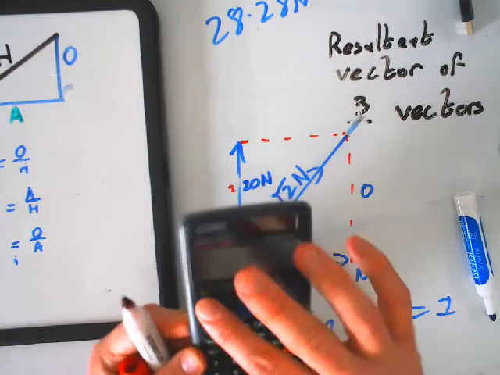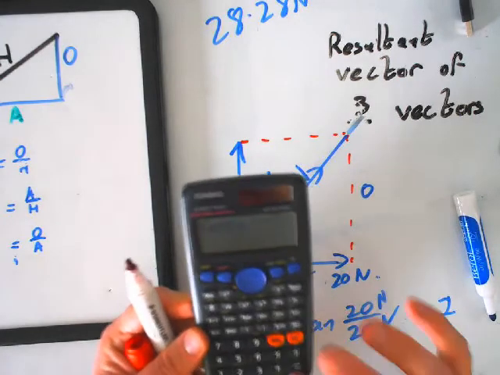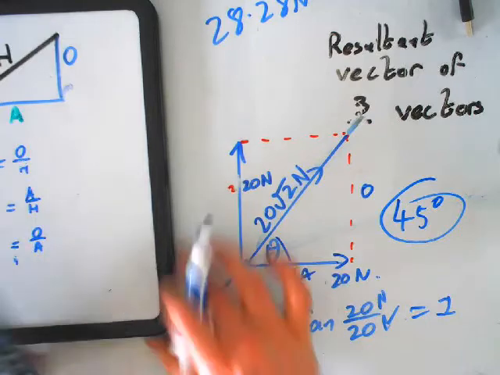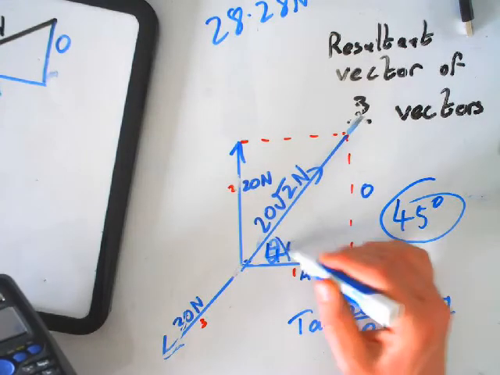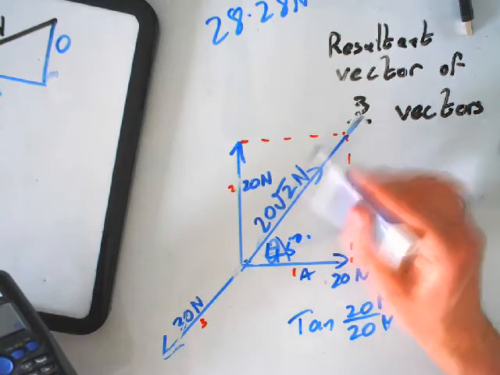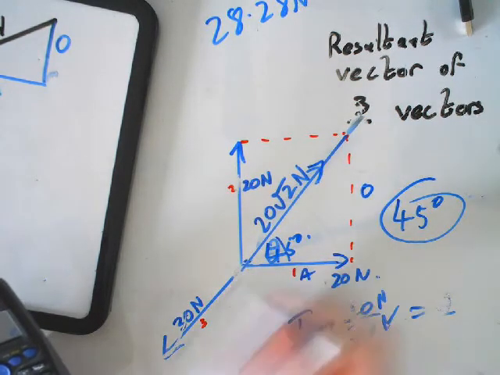Oh, I pressed sine. I was wondering how I got 0.01. Sorry guys, you just saw my working flash before my eyes. Shift tan of 1, let's use the right button this time, is 45 degrees. What a surprise. Okay, so we don't even need to know that. Well, we do. So at 45 degrees, this resultant is going up 45 degrees to horizontal with 28.28 newtons.